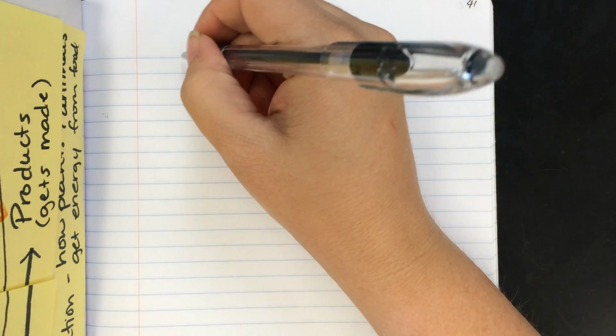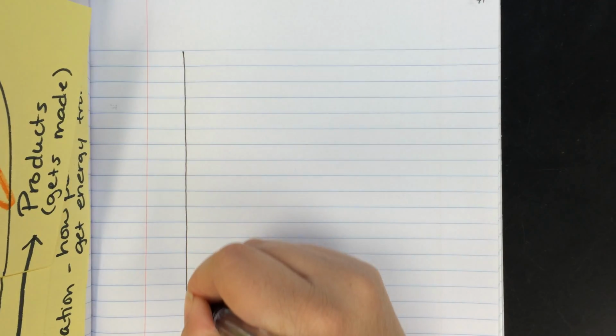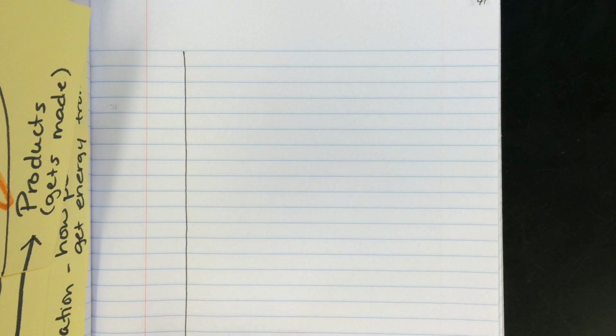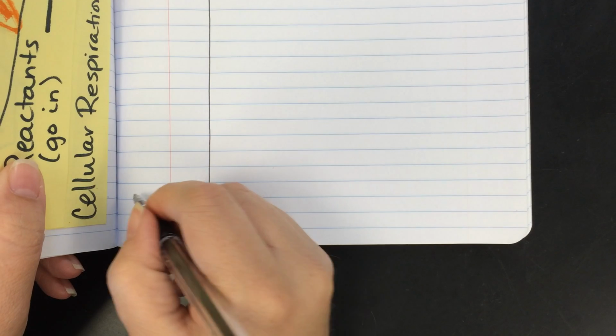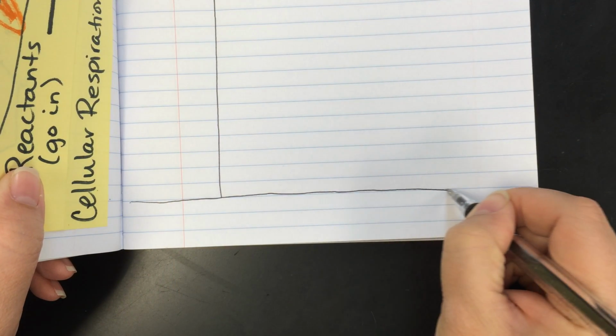So we need to set them up Cornell style, so go ahead and draw your line down the left and then give yourself a few lines at the bottom so that you can do your summary, and we can keep your AVID teachers super happy.